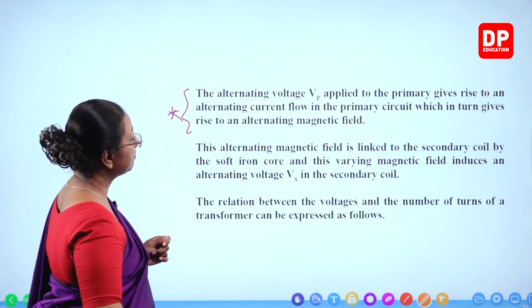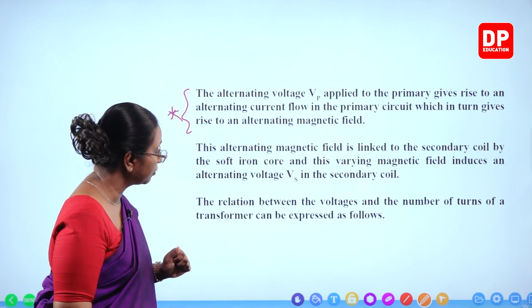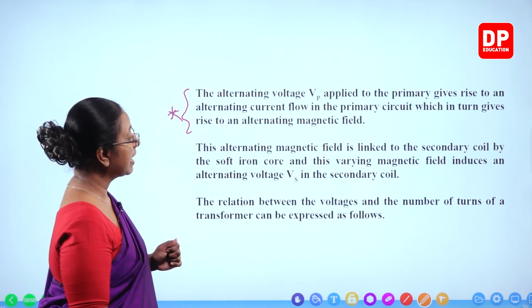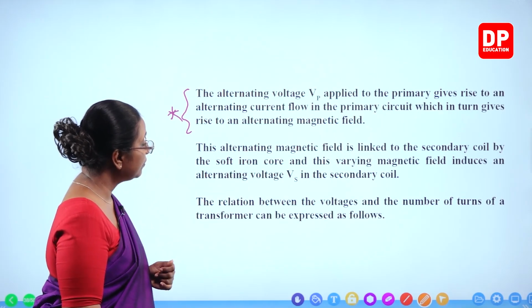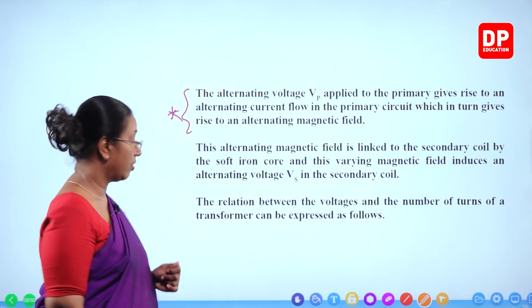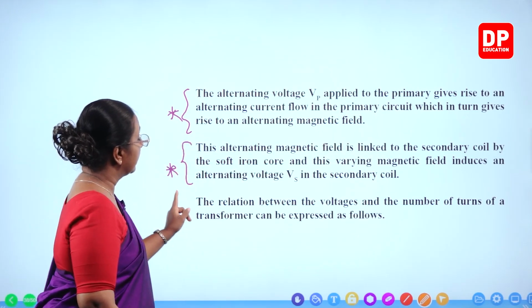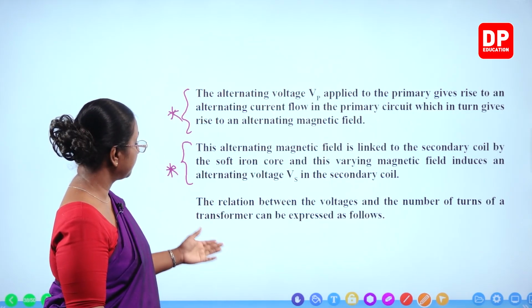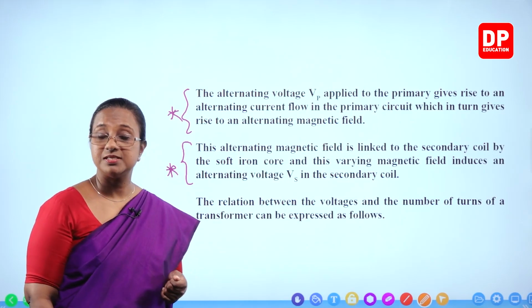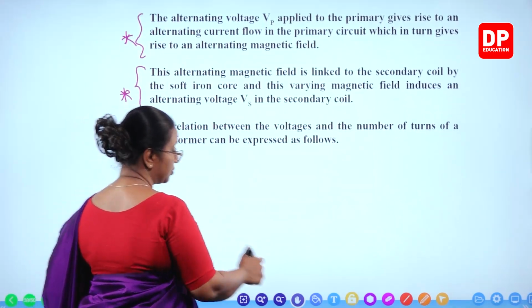This alternating magnetic field is linked to the secondary coil by the soft iron core, and this varying magnetic field induces an alternating voltage, that is Vs, in the secondary coil. That is the function of the transformer. The relation between the voltages and the number of turns of a transformer can be expressed as follows. I gave you the equation before also.